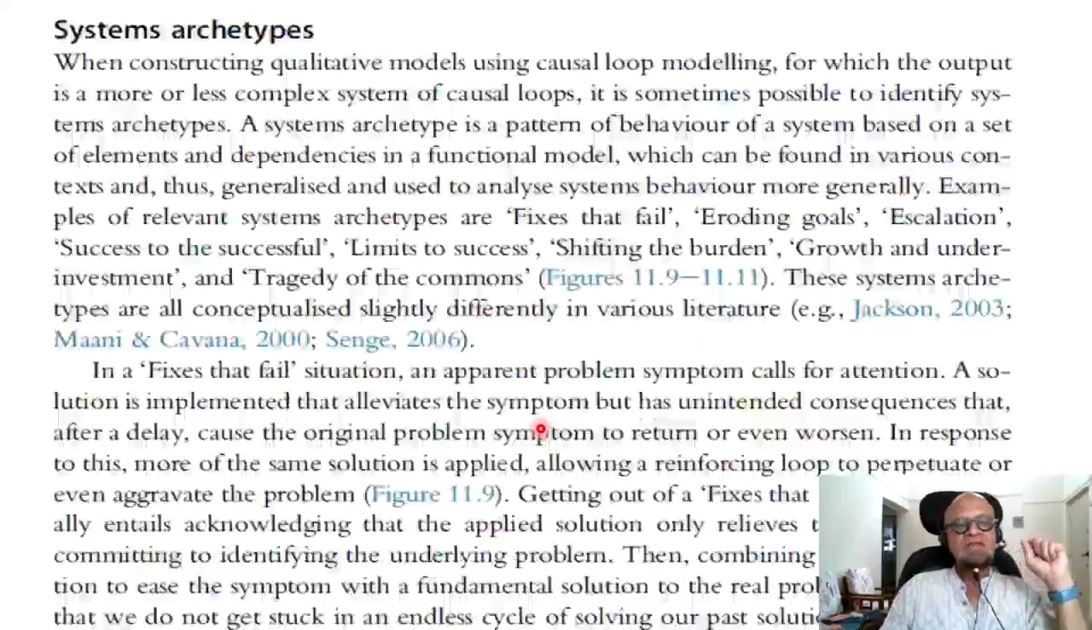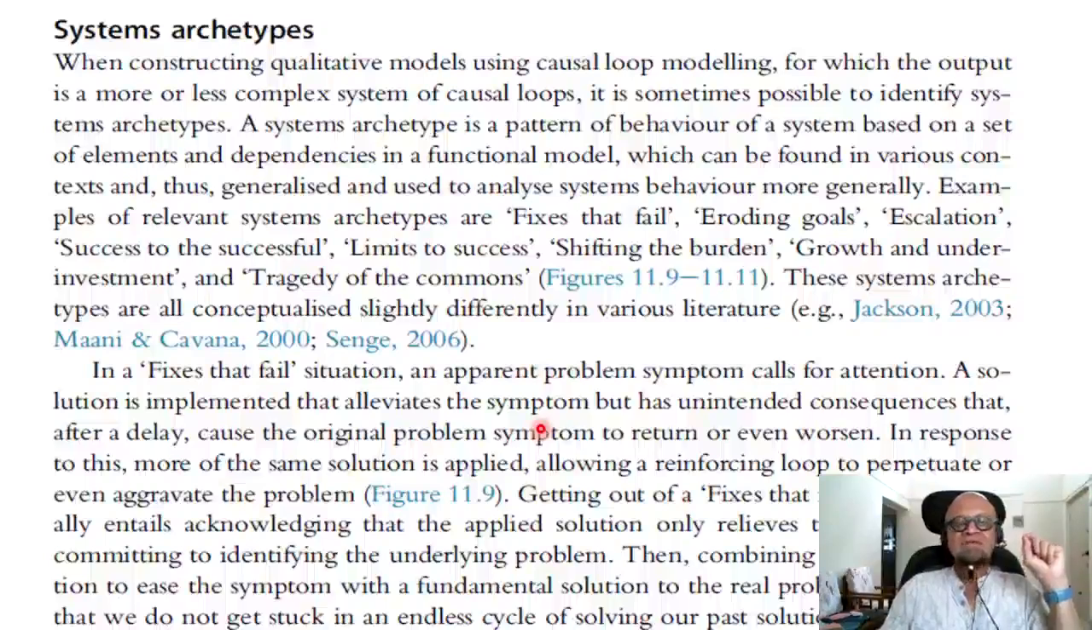Okay, so let's jump to systems archetypes, and we'll look at some more types of feedback loops. When constructing qualitative models using causal loop modeling, for which the output is a more or less complex system of causal loops, it is sometimes possible to identify systems archetypes. A systems archetype is a pattern of behavior of a system based on a set of elements and dependencies in a functional model, which can be found in various contexts and thus generalized and used to analyze systems behavior more generally.